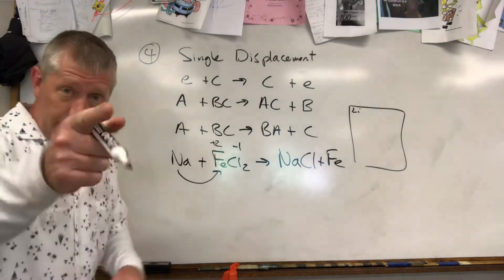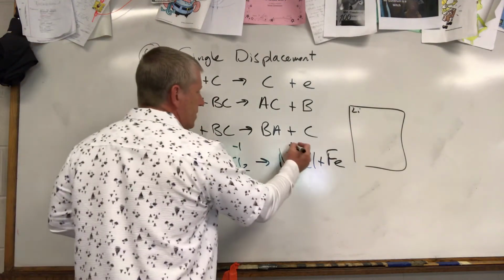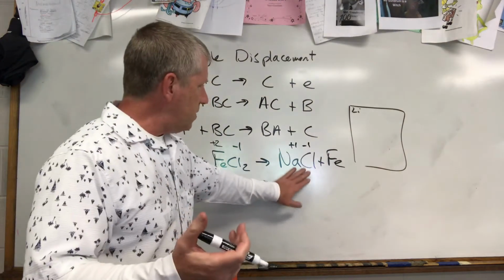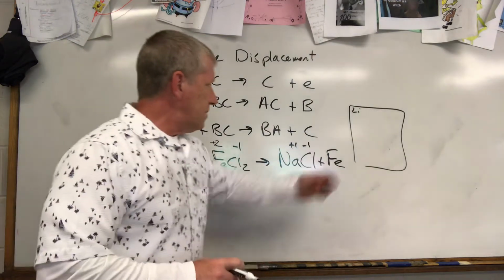So they did a little review for you, formula writing. And then I kick the sodium out. Now sodium's a +1, chlorine's a -1. So we know that's correct for sodium chloride. You've seen that enough, you know that's sodium chloride. And that's why, because they balance each other out. All right, iron's by itself.